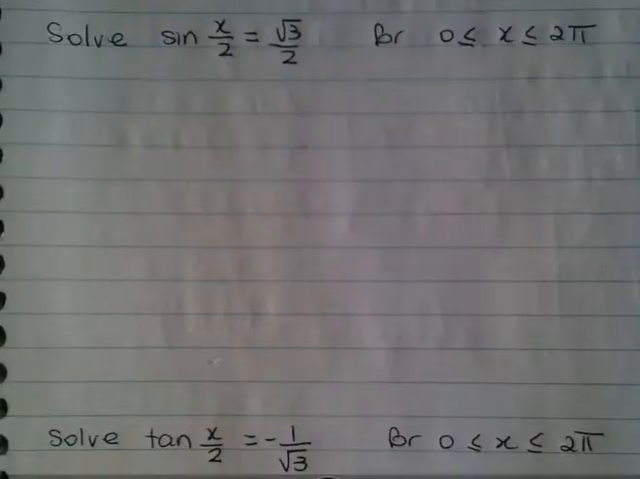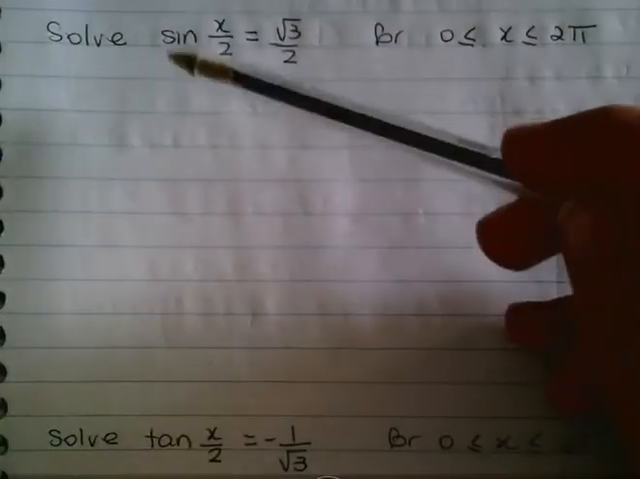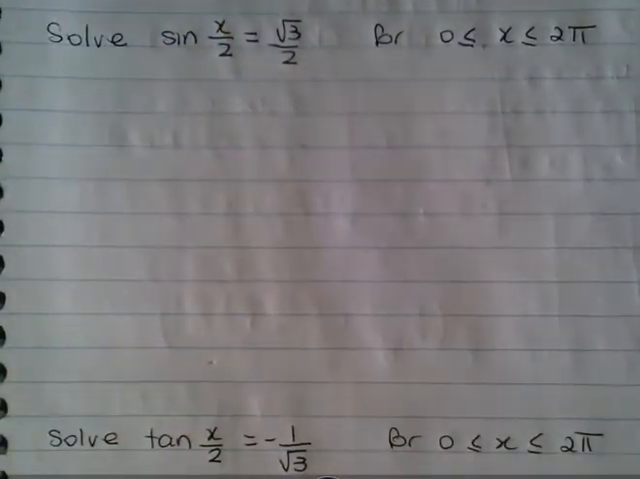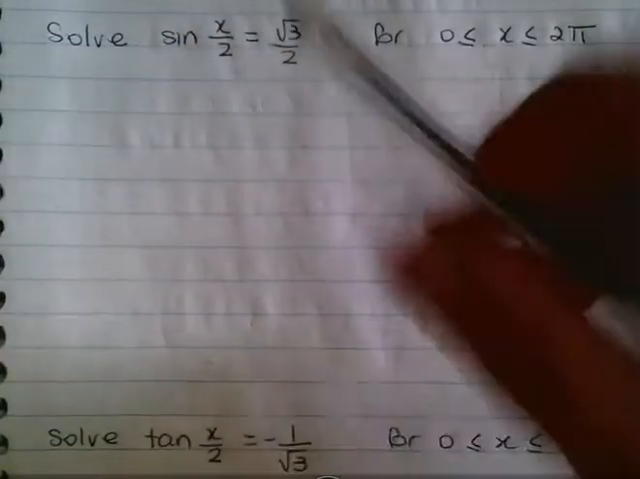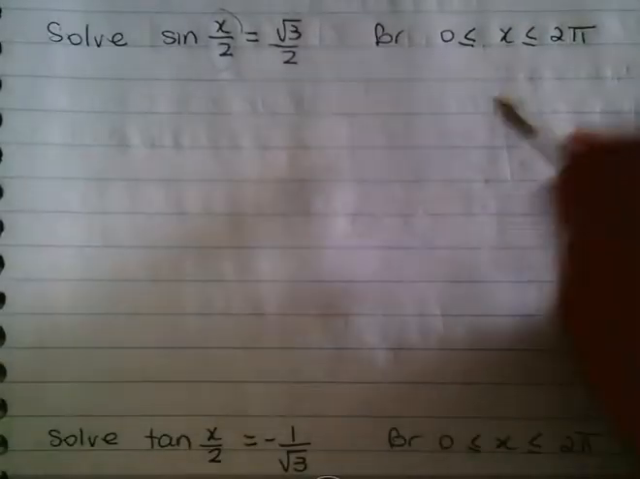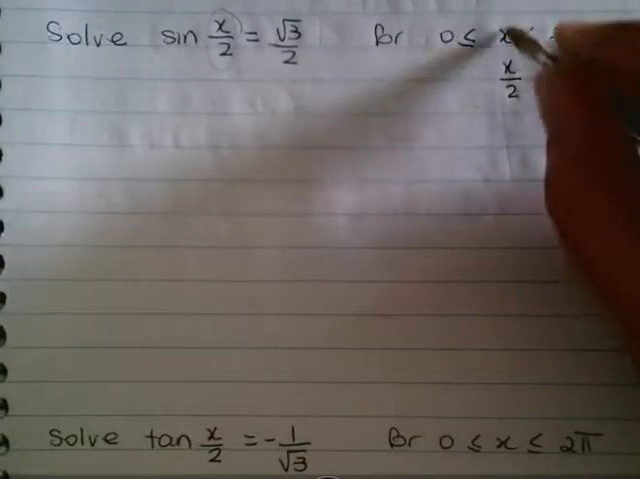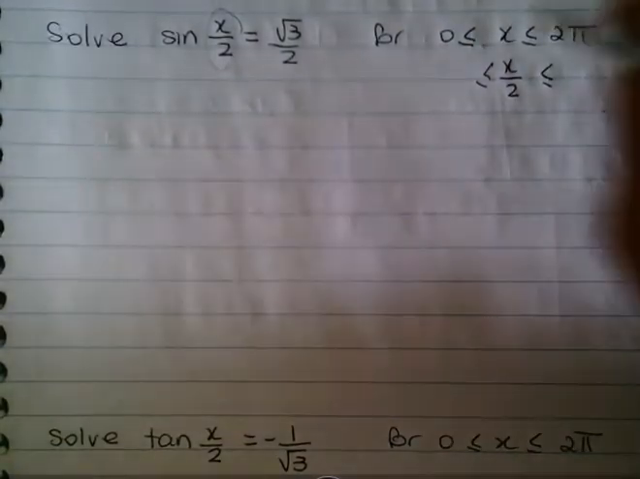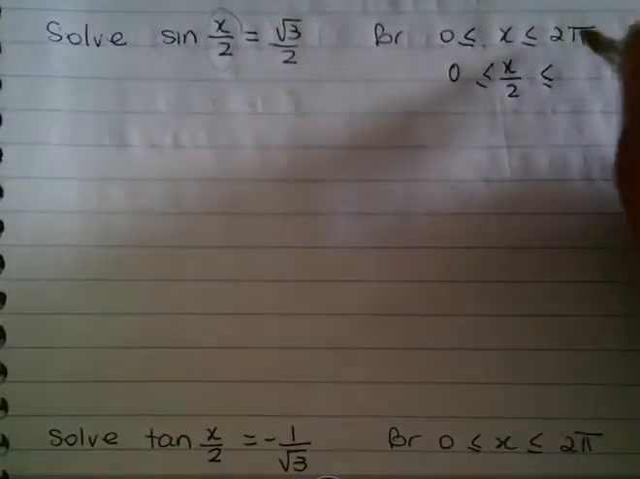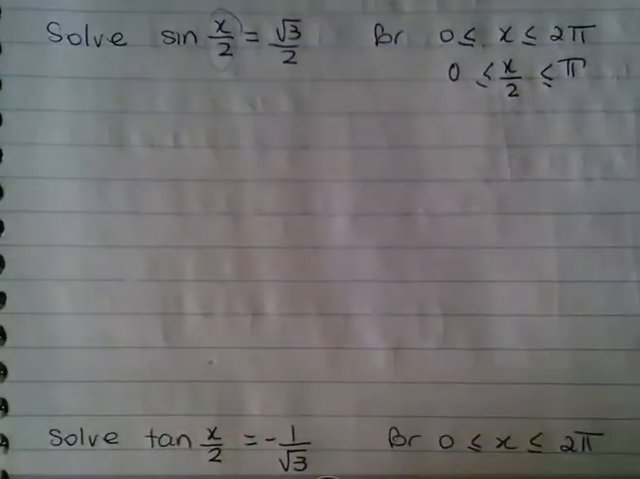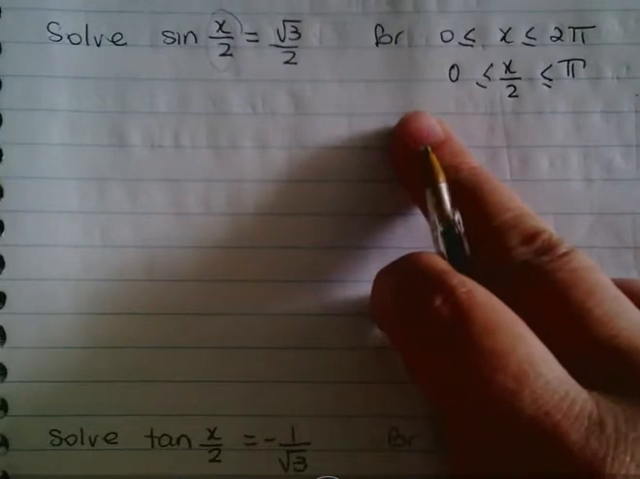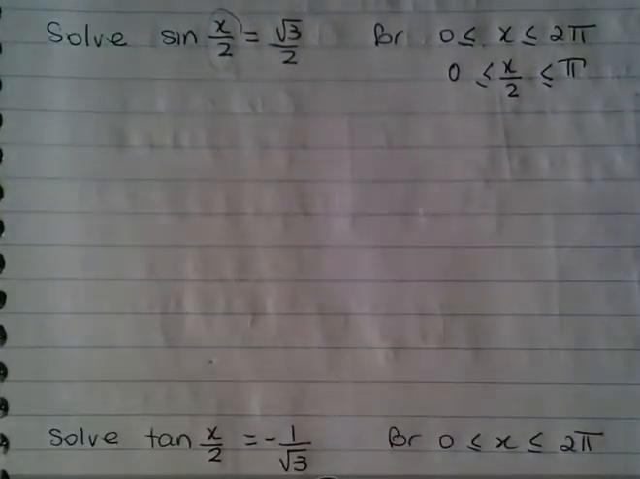Now this is a type of question that we have not done yet. It is the same. You've seen things like sine of 2x or sine of x plus something or x minus something, but this is sine of x on 2. So what's happened to the x this time? It appears to be halved. So we have to halve the endpoints of the domain. So 0 divided by 2 is 0 and 2 pi divided by 2 is pi. So really we're only wanting solutions in quadrants 1 and 2.